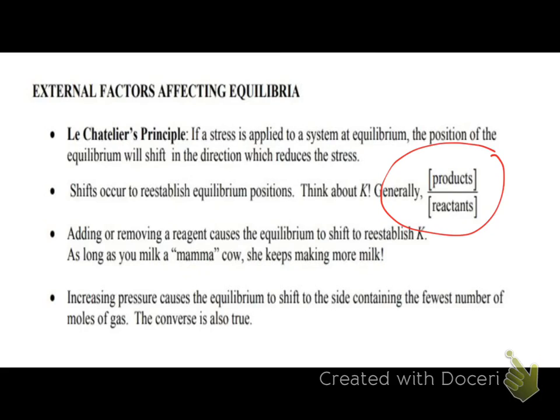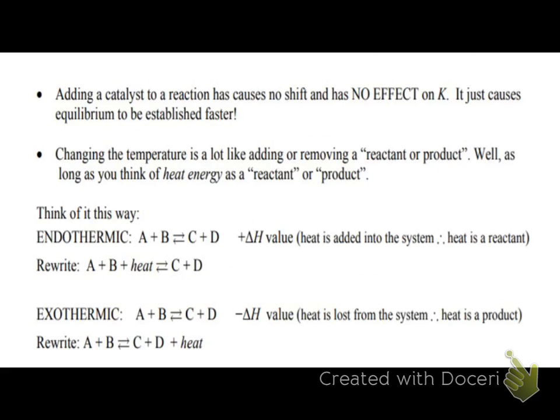Increasing pressure. This was a big one last year. Increasing pressure causes the equilibrium to shift to the side with the fewest number of moles of gas. Obviously the opposite: if you decrease the pressure, it's going to shift to the side with more moles. It's vice versa. Most of these you just have to walk through. Adding a catalyst has no effect. It just causes the equilibrium to be reached faster, but it does not change the equilibrium position.